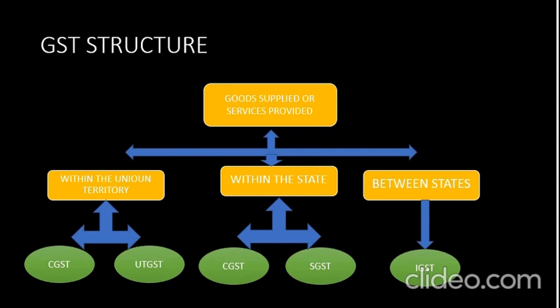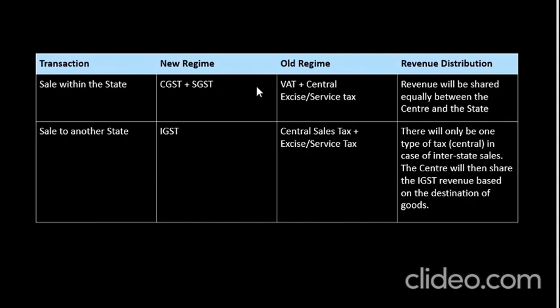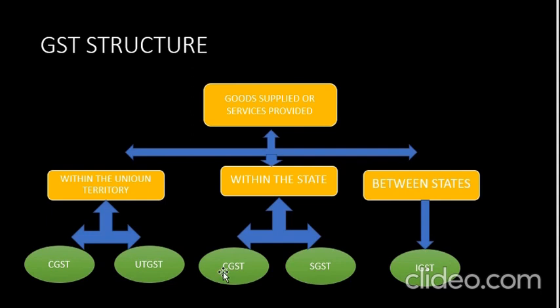The next topic we are going to discuss is how transactions worked under the new regime, that is during the GST period, and the old regime before GST, and how the revenue distribution was made. As we learned what CGST and IGST are, when CGST is applicable, when both CGST and SGST are applicable, and when IGST is applicable, this table will also give us a clear explanation of how CGST and SGST work. When I speak about sale within the state, we charge two types of tax, that is CGST and SGST under the GST Act.